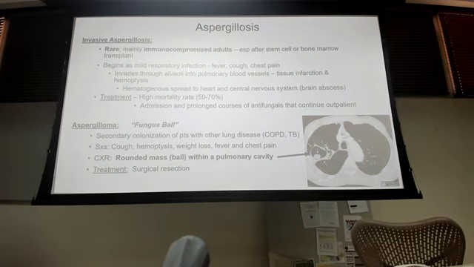And then now we get to the aspergilloma, the fungus ball. Basically, the positive air crescent sign, right? This is a very distinct finding right here. You can see that round mass ball with a pulmonary cavity. Say one more time. Rounded mass ball with a cavity. Fungus ball. This is what we're thinking, right? Surgical resection.